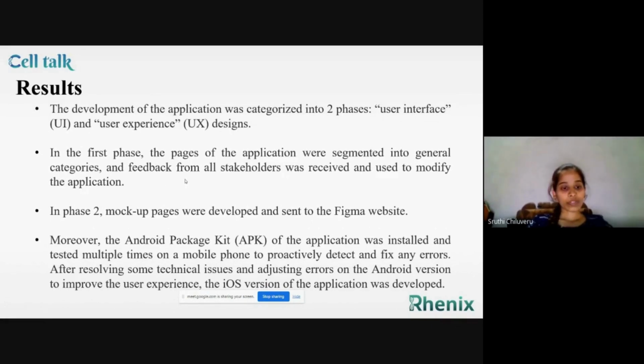And in the second phase, mock-up pages were developed and sent to Figma design. Moreover, the Android package kit of the application was installed and tested on multiple mobile phones to proactively detect and fix any errors or bugs. After resolving all these technical issues and adjusting errors or bugs on the Android version to improve the user experience, the iOS version of the app was developed.